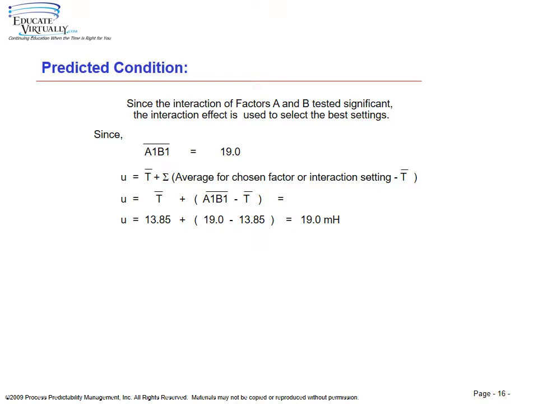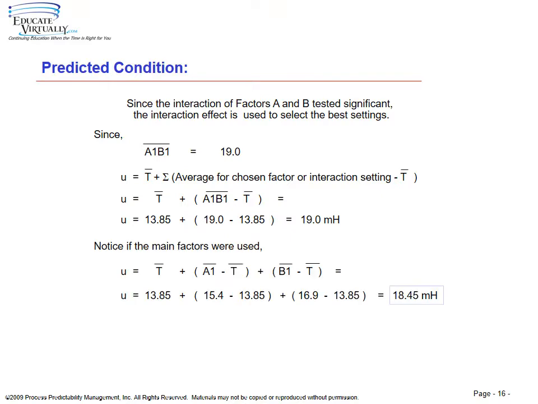So our calculation for our prediction is to take the overall average from the experiment and then add to it the sum of the best settings or interaction with the overall average subtracted away from it. So basically what we're doing is finding the incremental bump from our best setting and its difference from the overall average of the experiment. In this case, you can do this by inspection because the T bar average values are going to drop out of the equation, so our prediction is going to be 19 millihenries.